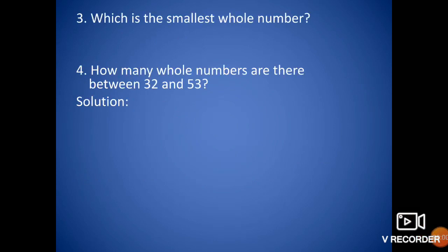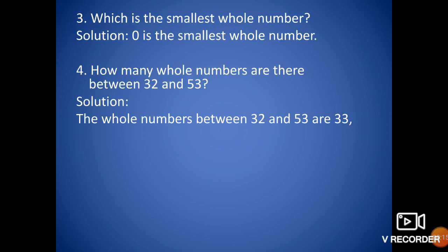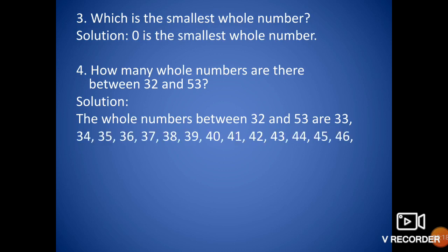9,998. Third problem, we need to find which is the smallest whole number. So 0 is the smallest whole number. Next, fourth question, how many whole numbers are there between 32 and 53? We need to write down. So the whole numbers between 32 and 53 are 33, 34, 35, 36, 37, 38, 39, 40, 41, 42, 43, 44, 45, 46, 47, 48, 49, 50, 51 and 52. So these are the whole numbers between 32 and 53.